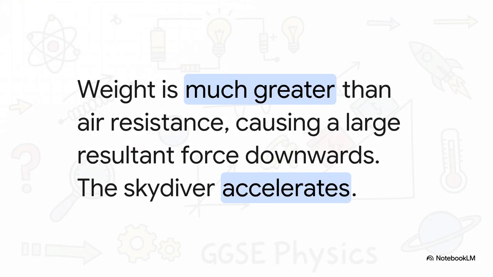Let's tell the story of the fall bit by bit, just like the mark scheme wants. So, right at the start, the instant they jump, the skydiver's weight is a huge downward force, way bigger than the tiny bit of air resistance. That creates a large overall or resultant force downwards, and boom, they accelerate.